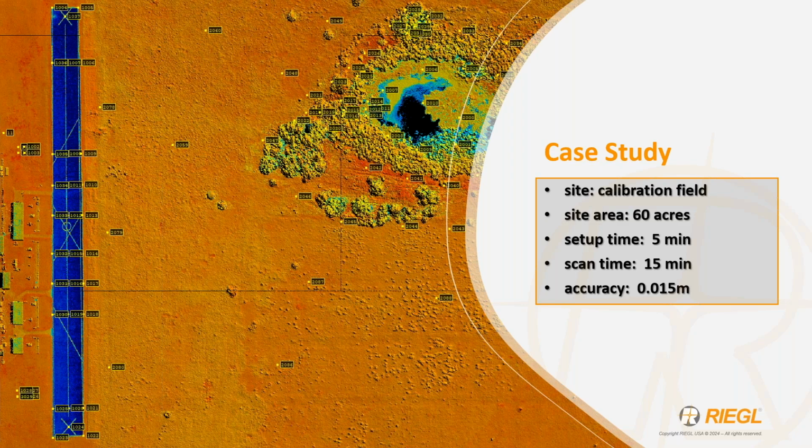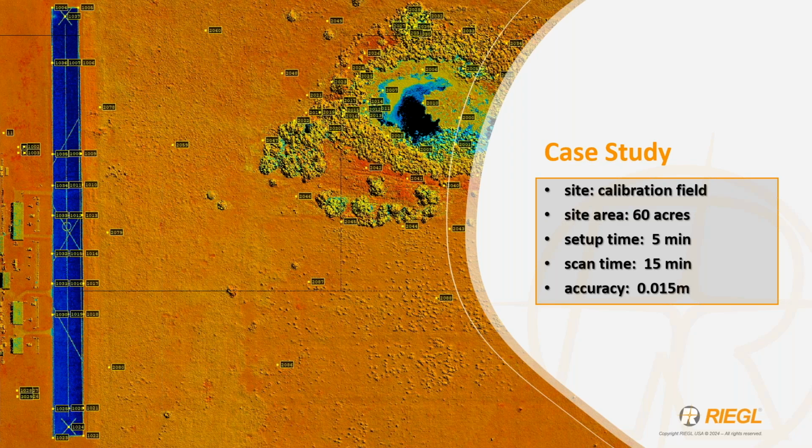So in this case study, we have a local calibration field that's about 60 acres. And you can see that's why it's an oversaturation of ground control points here. It's pretty flat terrain. There's some vegetation, there's a little bit of water. Because this is also a flying field, we have a runway here, so some flat surfaces, some building structures for shade.